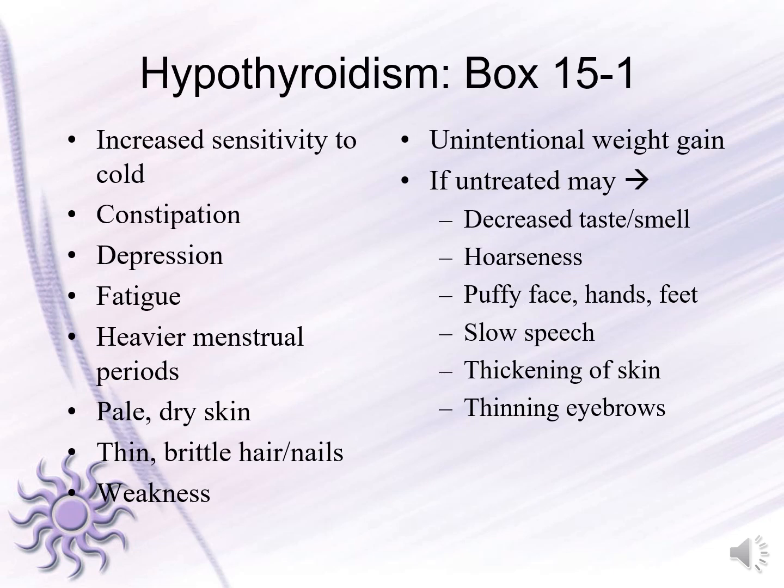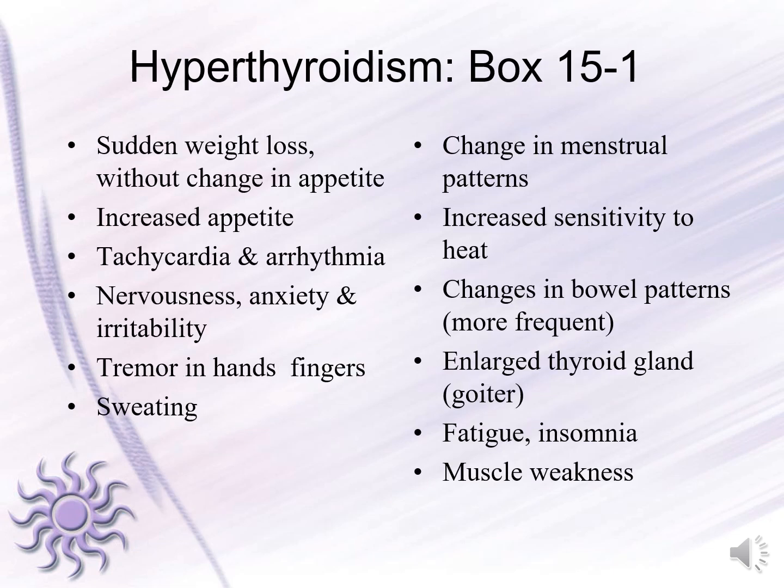So when we start talking about thyroidism, the first one is hypothyroidism. Decreased amount of thyroid causes sensitivity to cold, constipation, thin, brittle hair and nails, some unintentional weight gain, and sometimes can cause puffy face, thickening of skin, or thinning eyebrows. In hyperthyroidism, we see this with patients with sudden weight loss, tachycardia, tremors or nervousness, and the enlarged thyroid gland with hyperthyroidism, and we call that a goiter.